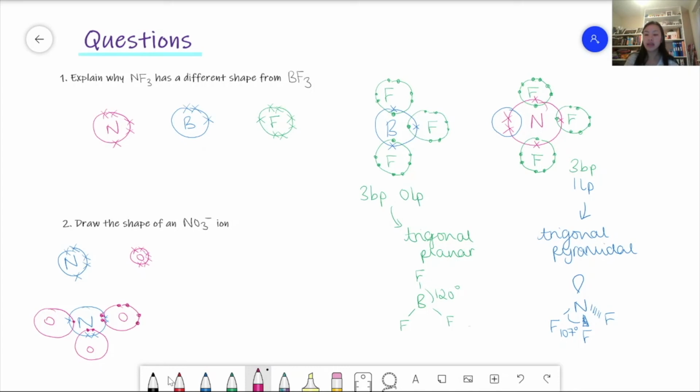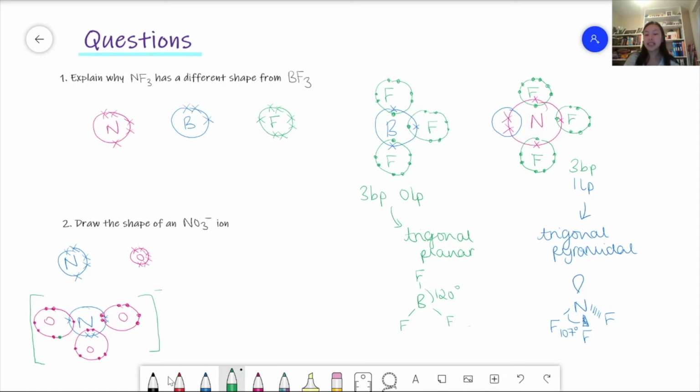And this one also has 4 left. And this one has 5 left. But then we have a look and see that it's a 1 minus ion. So that means that there is an extra electron on this oxygen here, which makes it into an NO3 minus ion.